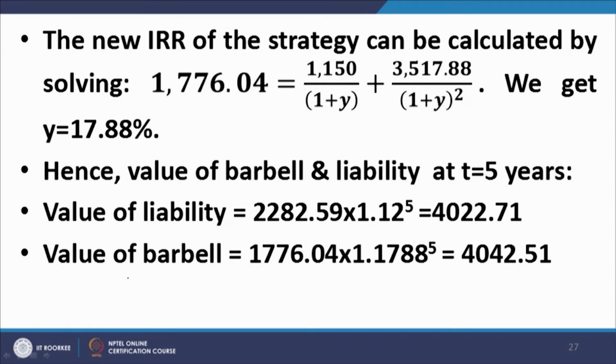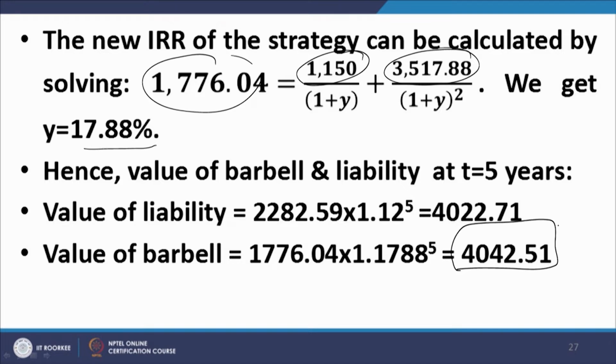The new IRR of the strategy works out to 17.88%, computed in the manner that I explained before the break. This is the t equal to 1 cash flow from the 1 year maturity bond. This is the t equal to 9 cash flow from the 9 year maturity bond, and this is the current price of the bond. When you solve this equation as a quadratic, what you get is y equal to 17.88%. And using this growth rate, the future value of the barbell on the date of maturity of the strategy works out to 4042.51.